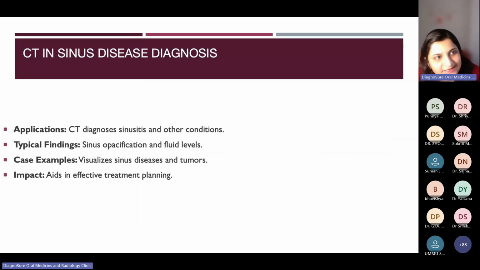Coming to sinus disease diagnosis, CT scans are highly effective in evaluating sinus conditions, providing detailed images of both bone and soft tissues. They help diagnose issues such as sinusitis, nasal polyps, or sinus tumors by visualizing blockages, inflammation, and structural abnormalities. For example, in cases of chronic sinusitis, CT can reveal mucosal thickening, fluid accumulation, and any anatomical variants that may be contributing to the condition. Additionally, CT is useful in pre-surgical planning, offering a clear map of the sinuses for the procedure.